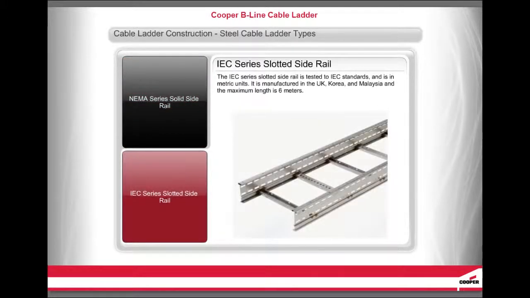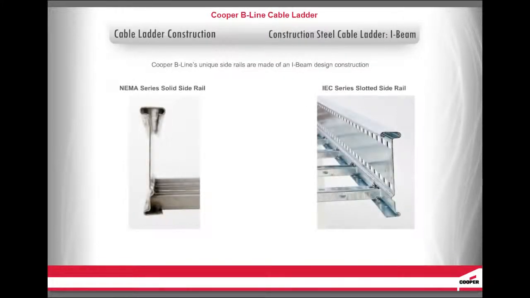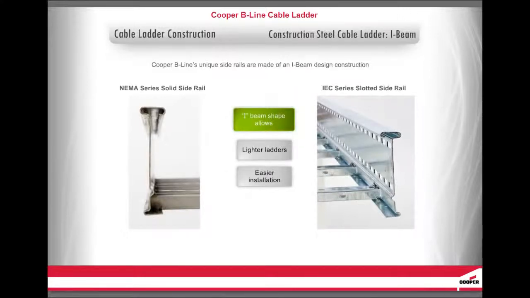The IEC series slotted side rail is tested to IEC standards and is in metric units. It is manufactured in the UK, Korea, and Malaysia, and the maximum length is 6 meters. Cooper Beeline's unique side rails are made of an I-beam design construction. The I shape allows for lighter ladders and easier installation while providing more strength.